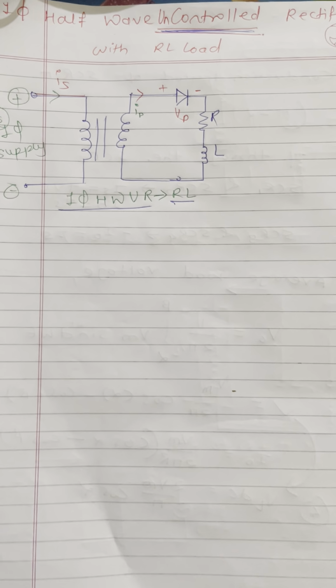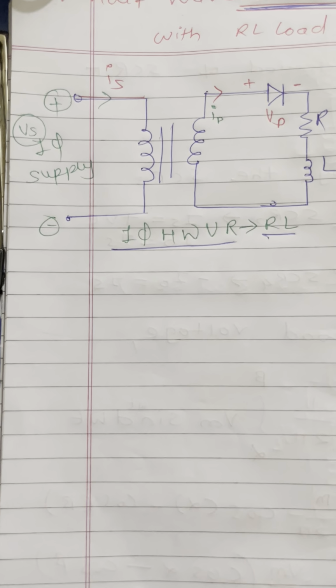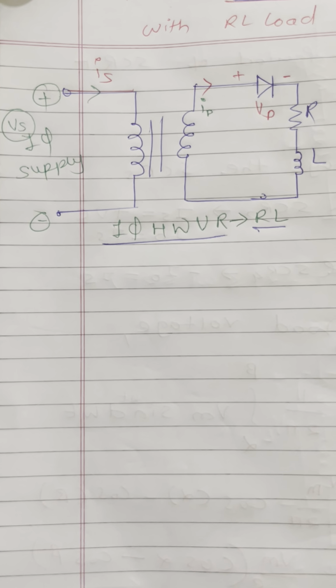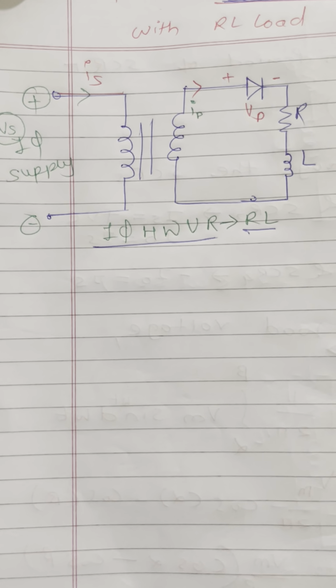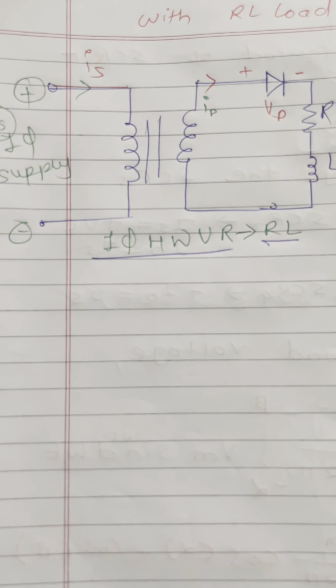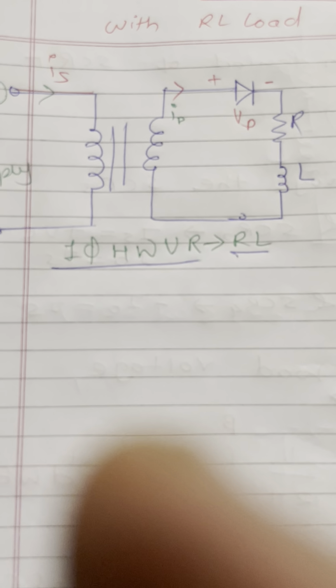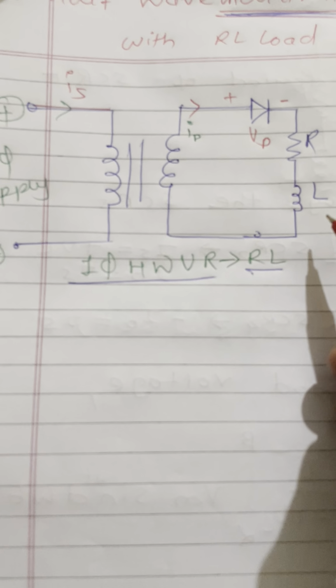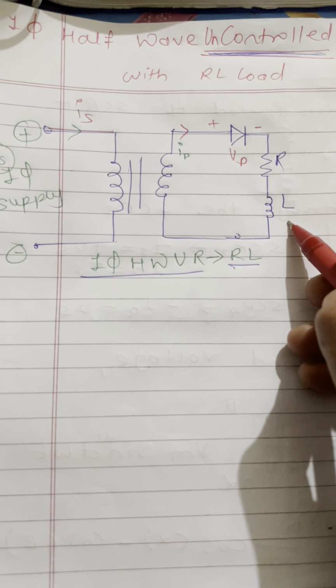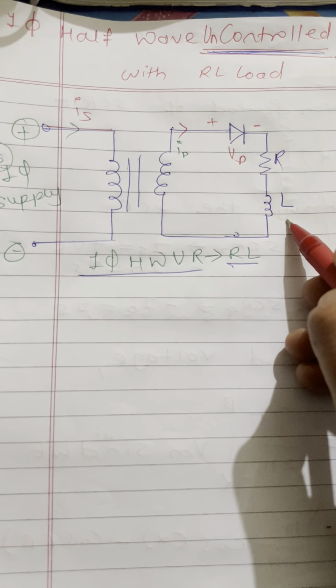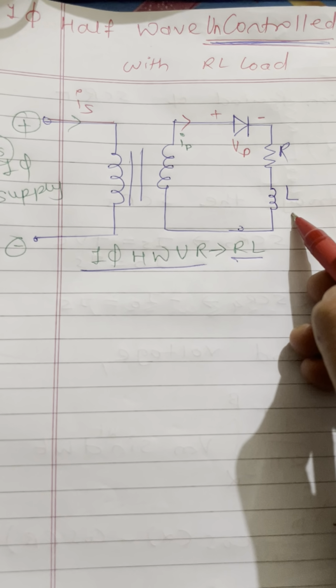The next topic is the single phase half wave uncontrolled rectifier with the RL load. This figure shows the circuit diagram of the single phase half wave uncontrolled rectifier with RL load. The inductor stores the energy. The waveform and operation differ compared to the resistive load.